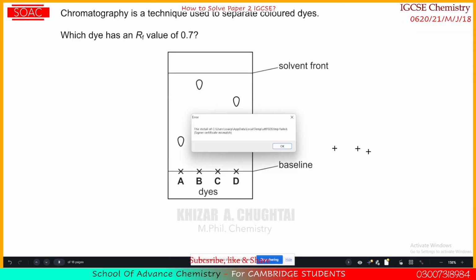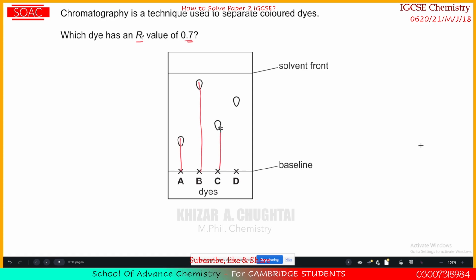Question number 2, chromatography. Chromatography is a technique used to separate colored dyes. Which dye has an Rf value of 0.7? So A, B, C, D. First of all, you will have to measure the distance of all spots, then spot distance divided by the whole solvent distance. I think either B or D may be the correct option.